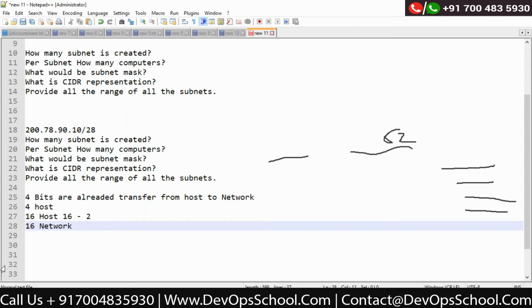So calculate the subnet mask accordingly. Now let's do that. Keep posting on the chat.